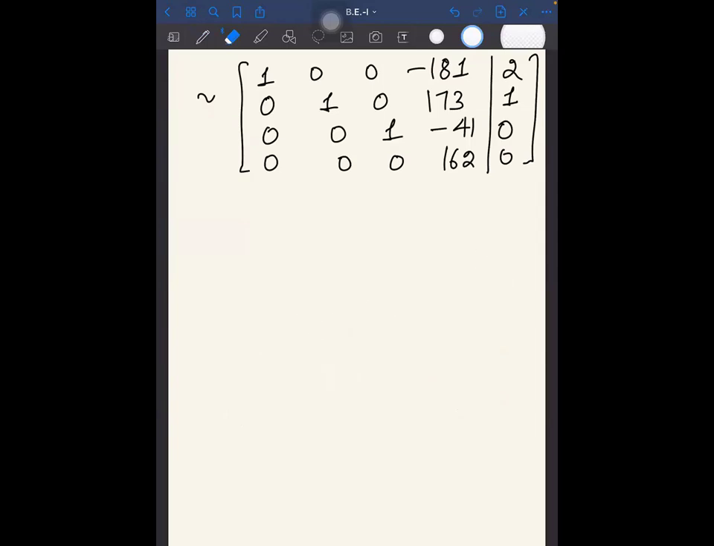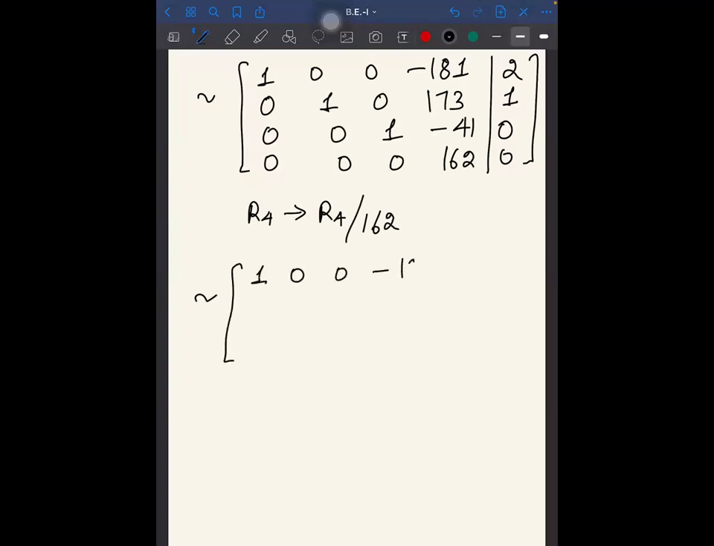Now you divide this by 162. So you make it like R4 by 162. So now things will start becoming easy for us.